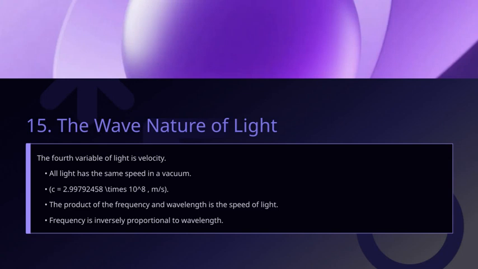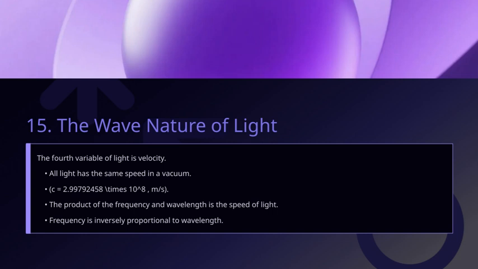Let's talk about the relationship between frequency and wavelength. Frequency is inversely proportional to wavelength, which means that as one increases, the other decreases. Think of it this way: a shorter wavelength corresponds to a higher frequency, and a longer wavelength corresponds to a lower frequency. Now, all of this ties into the speed of light, which is the product of the frequency and the wavelength. The constant value for this speed is approximately 3x10 to the 8th meters per second. This is a fundamental point because it shows that no matter the type of light, in a vacuum, it always travels at the same speed.